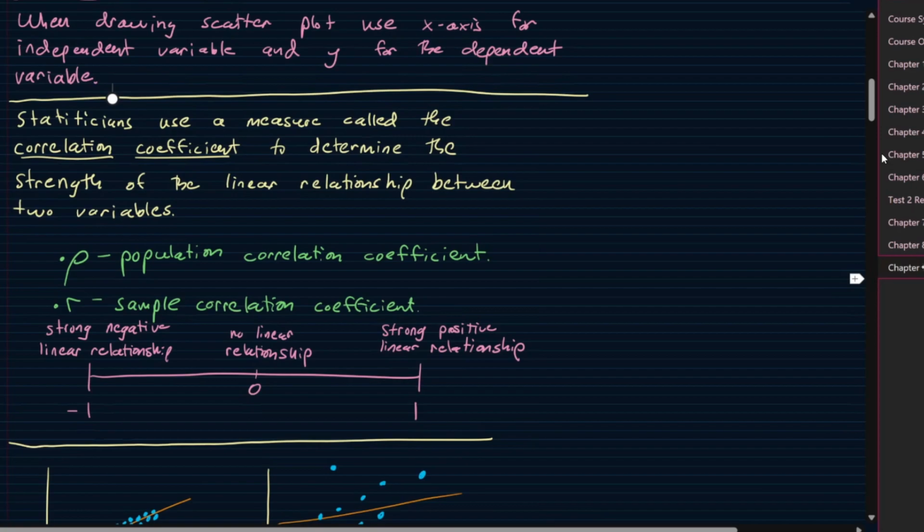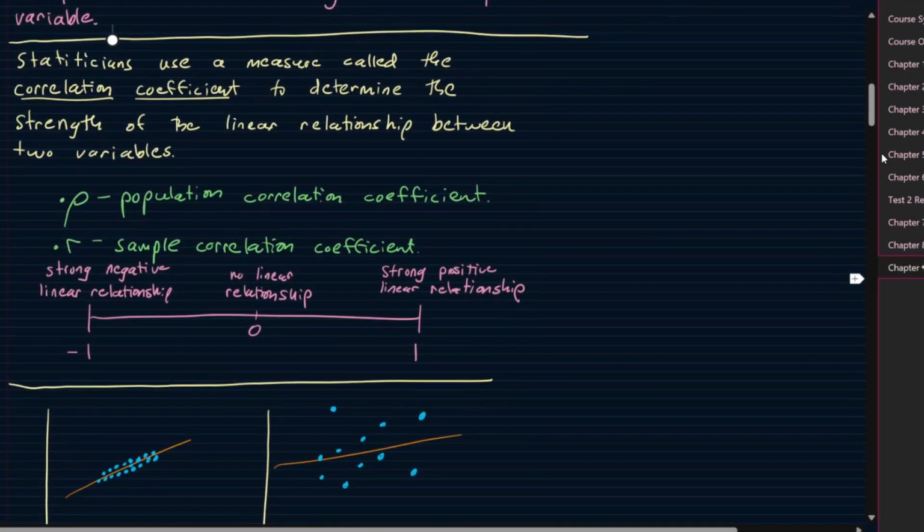And it gives us a value between -1 and 1. And it's like a scale. The more negative the number is, the stronger the negative linear relationship is. So that means as x goes up, y goes down. Whereas the closer to 1 you are, that's a strong positive linear relationship. That means as x goes up, y goes up.